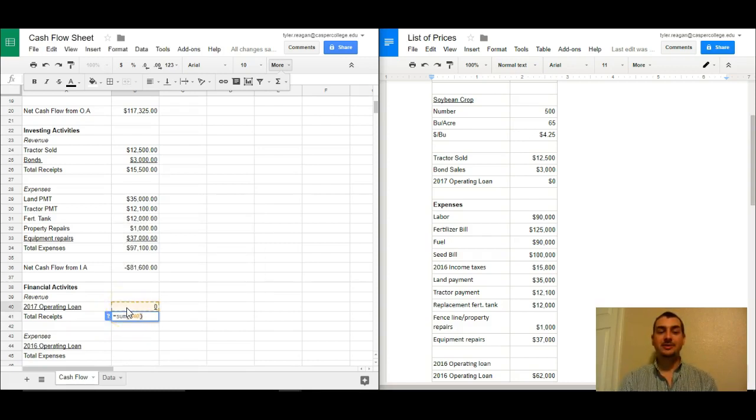Now it would be just as easy, actually it would be easier, rather than doing on these total receipts, say equals sum, open parenthesis, click on the cell, close parenthesis.